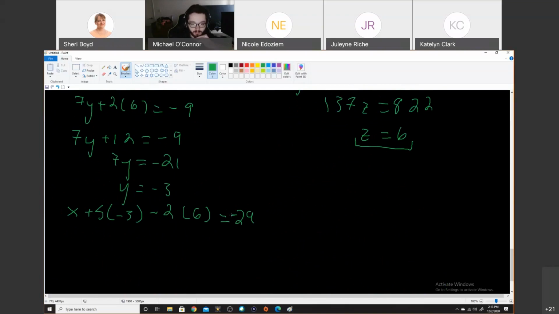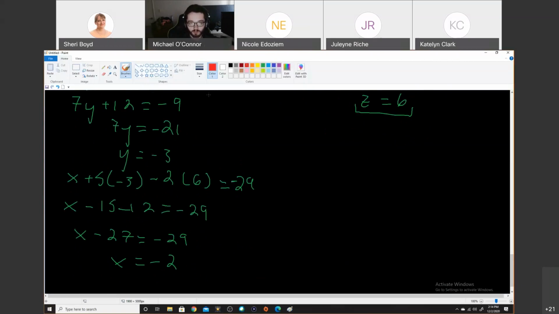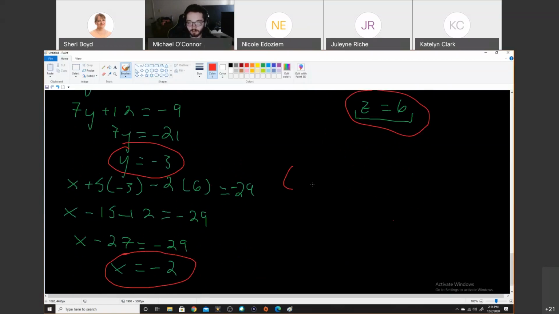And then I'm going to get x plus 5 times negative 3 is negative 15, so minus 15. And then negative 2 times 6 is negative 12 is equal to negative 29. So x minus 15 minus 12 is equal to negative 27, is equal to negative 29, and then I get x equals negative 2. So the overall solution, if you look at all these combined to the system of equations, is the point negative 2, negative 3, and 6. Does that make sense?